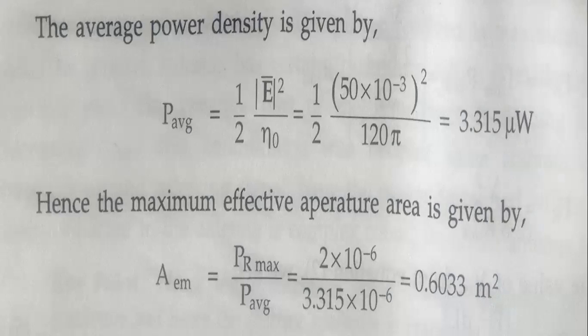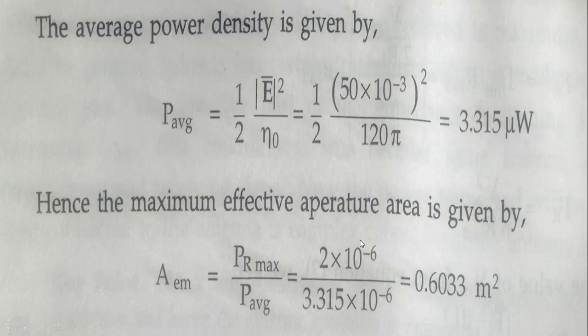We calculated P average equals 1 by 2 times mod E squared divided by the intrinsic impedance. Here E is 50 millivolt, so (50 into 10 to the power minus 3) whole square divided by eta, which is 120 pi. We have the value of E and the value of eta, so in this way we can calculate P average, which is 3.315 microwatt.